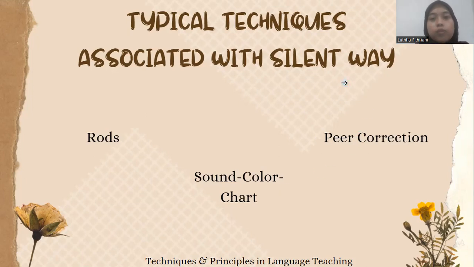The third technique that we can apply in the classroom is peer correction. As I said before, in the classroom the students may make errors. When the students make errors, the teacher is not the first one who will correct the student's error. The student's friends will help the student to correct their error. The teacher just monitors the students and gives help when it is necessary.